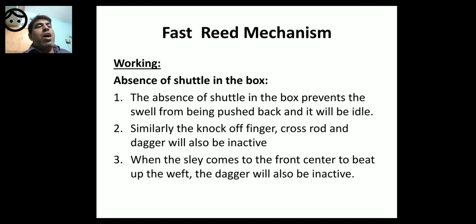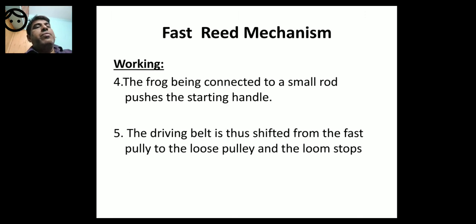Similarly, the knockoff finger, cross rod and dagger will also be inactive. So when there is absence of shuttle, the swell is idle, and the knockoff finger, cross rod and dagger will also be inactive. When the slay comes to the front center to beat up the weft, the dagger will also be inactive.